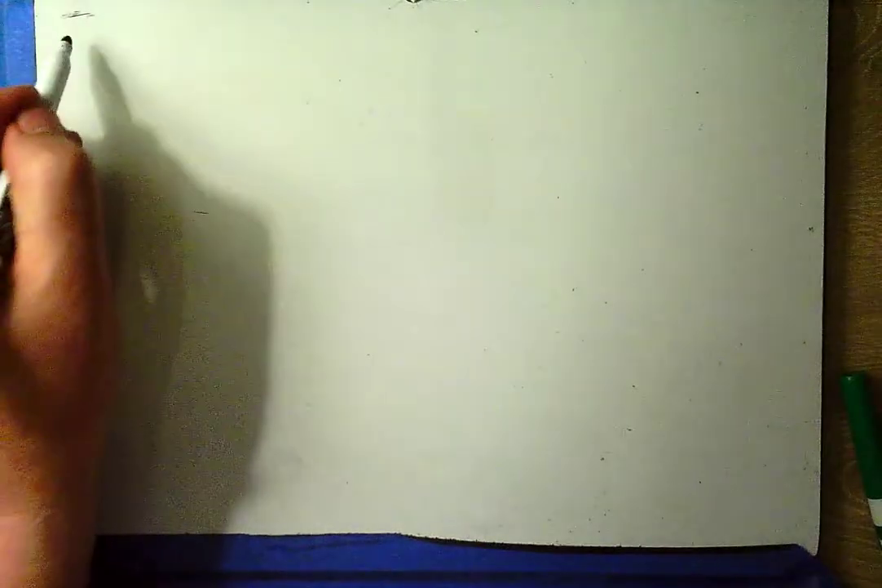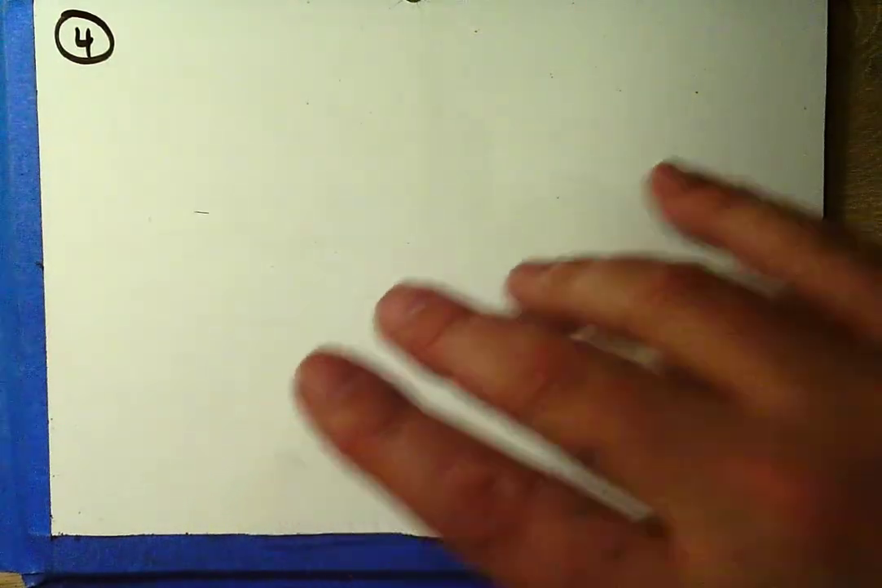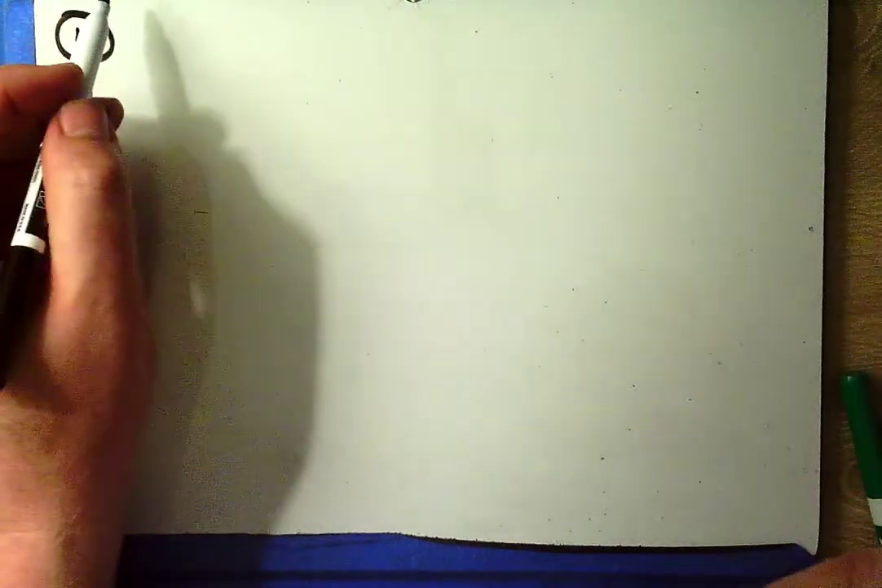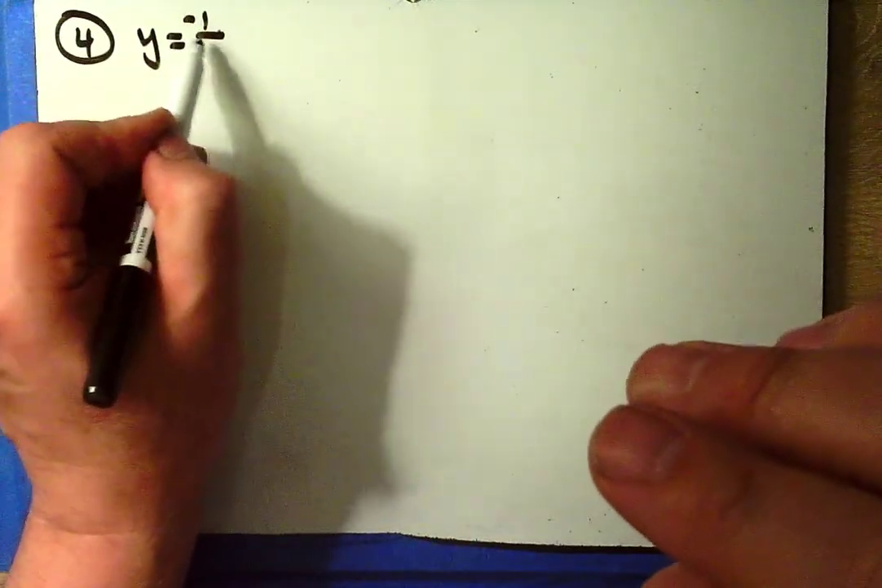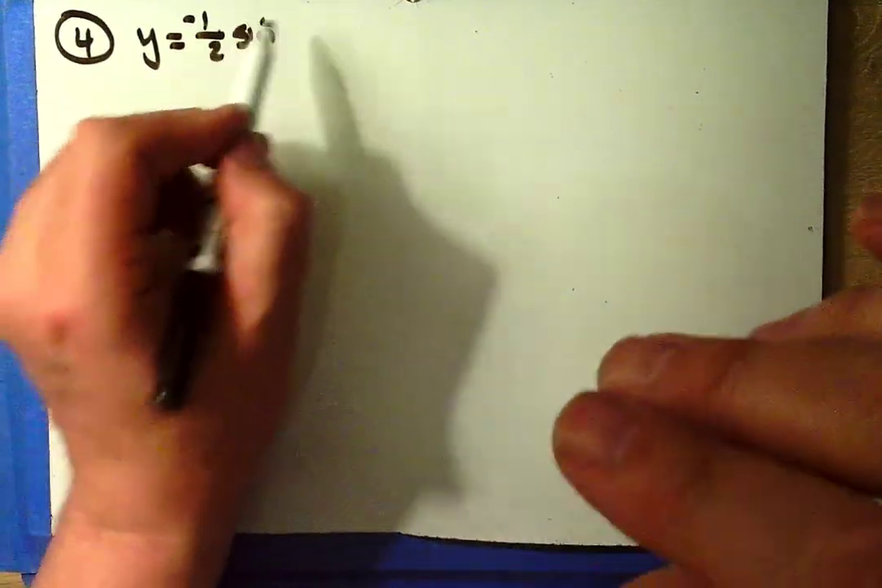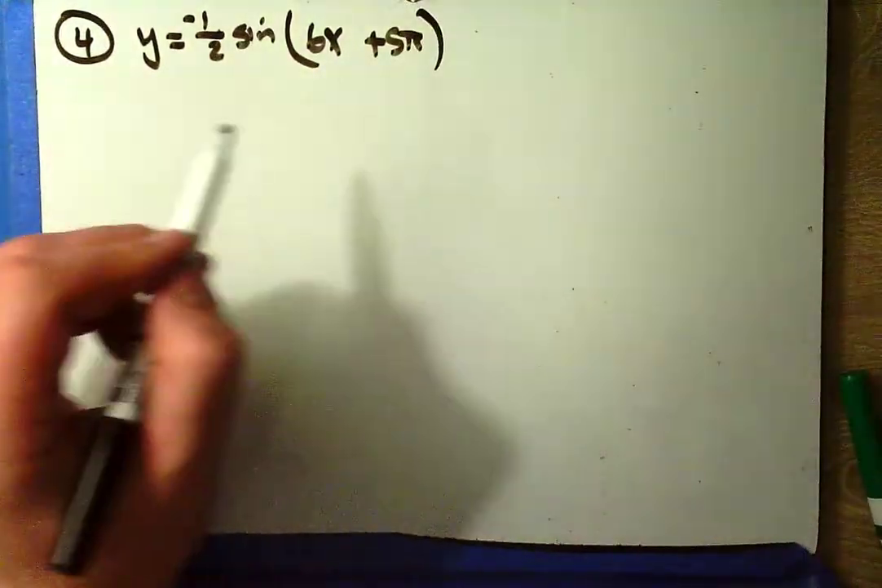Okay, number 4. We don't have to worry about the amplitude and period. We're just graphing one period for each of these next 10 problems. I guess it's 11 problems. We've got y equals negative 1/2 sine of (6x plus 5 pi).